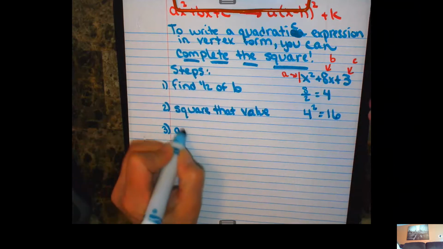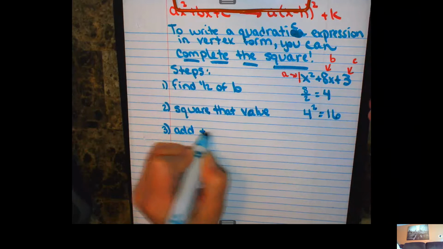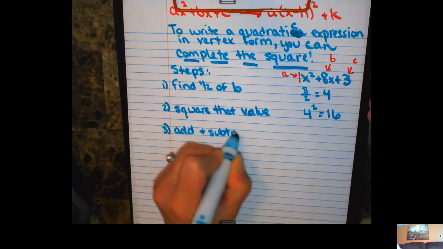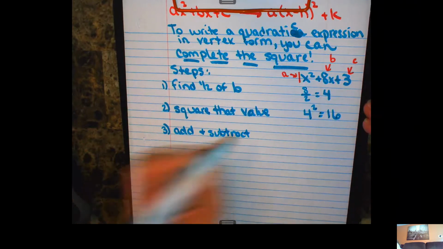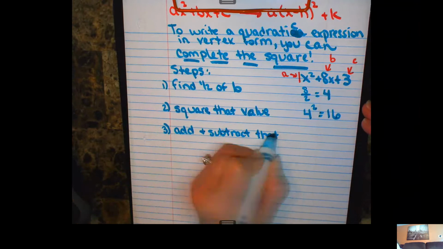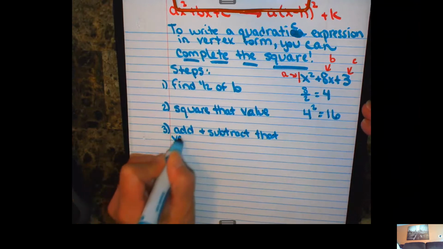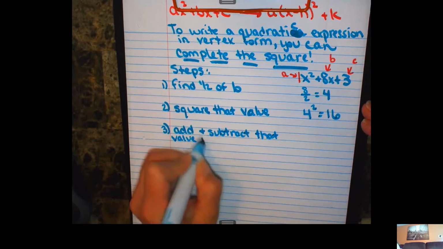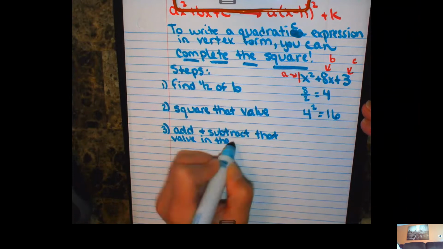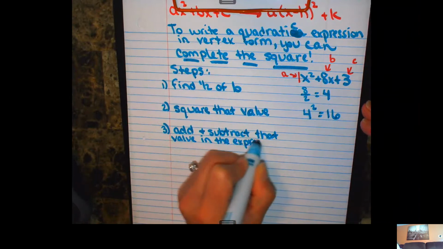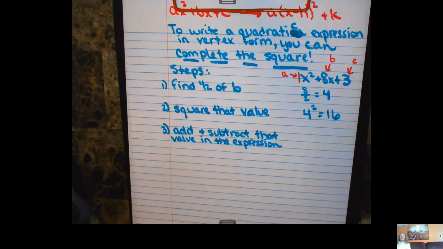Here's step 3. Add and subtract that value in the expression. Let me show you what that looks like. So add or subtract that value in the expression. So I'm going to take this 16 and add and subtract it.